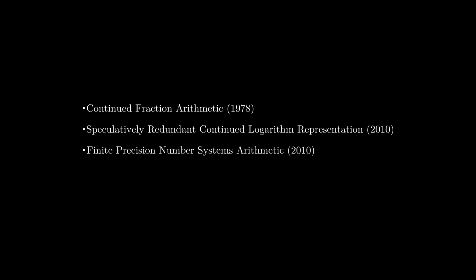There's a lot I did not get to cover, and I highly recommend further reading if you're interested. I pulled most heavily from continued fraction arithmetic, and on speculatively redundant continued logarithm representation of the IEEE Transactions on Computers Volume 59. Lots more in both than what I just summarized. I recommend them if you're interested in learning more. Finite Precision Number Systems Arithmetic is a good book if you want to read more about computer arithmetic in general, good companion piece to these two.